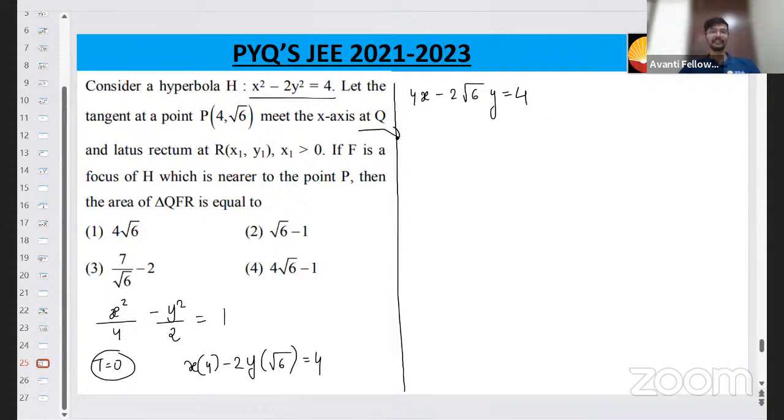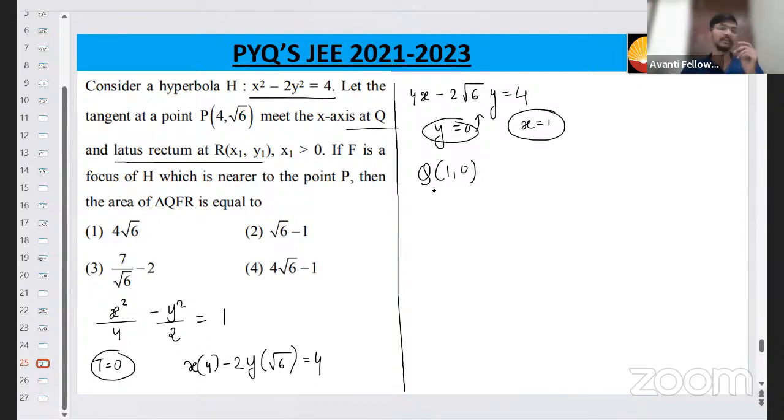It meets the x-axis at Q. So if I put y = 0 here, I'll get x = 1. So the coordinates of point Q are (1, 0). And the latus rectum at R. Okay, so now we have to find the coordinates of point R. See guys, how am I not reading the question at all? Everything at once I'm not reading, guys. I am reading part by part, and from whatever information I can get from that part, I am calculating the thing.